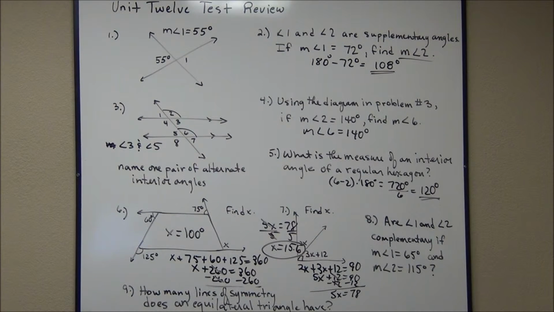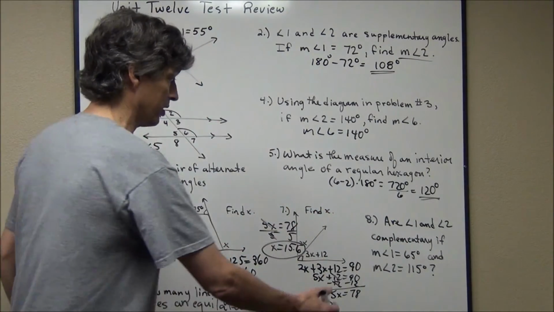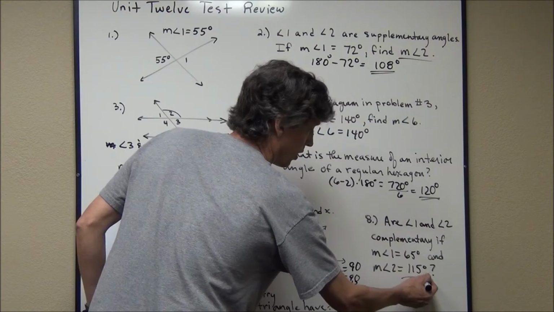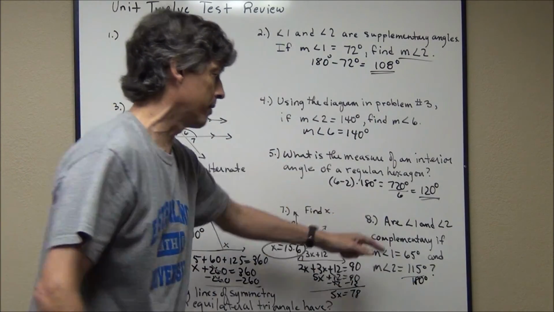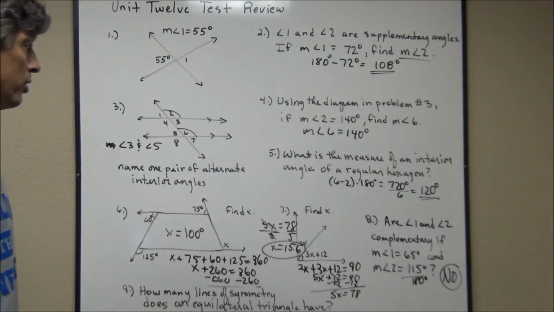Problem number 8. Are angles 1 and 2 complementary if the measure of angle 1 is 65 degrees and the measure of angle 2 is 115 degrees? Well, they're complementary if they add up to 90 degrees, and this isn't going to do it. You can see this one's already more than 90 degrees. In fact, they add up to 180 degrees. So they're not complementary. The answer is clearly no. They're supplementary, as it turns out.